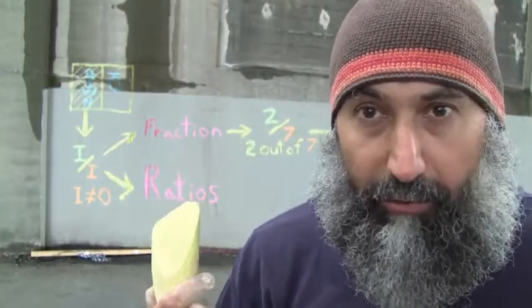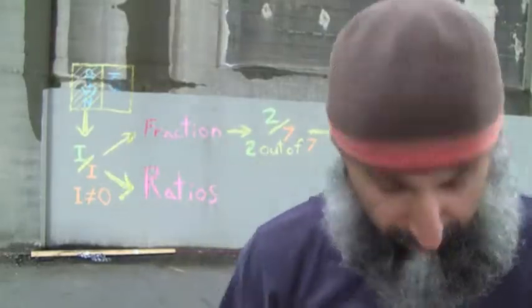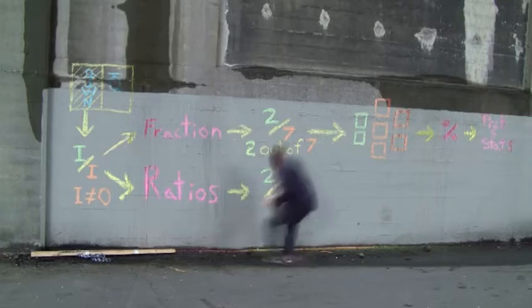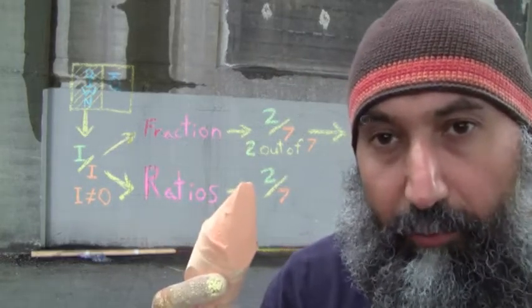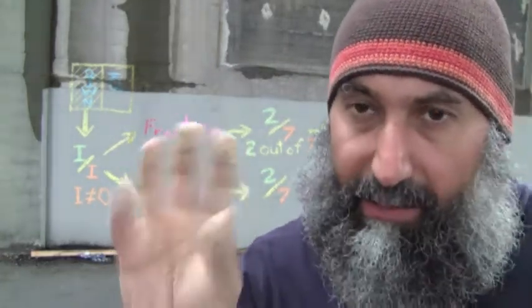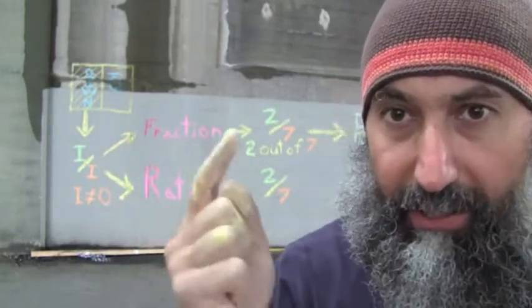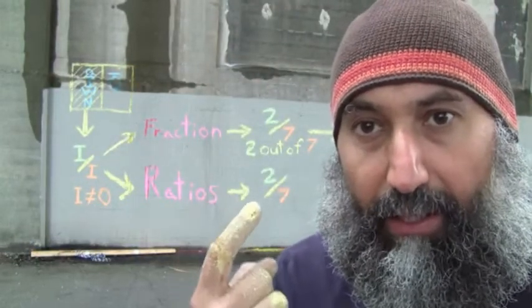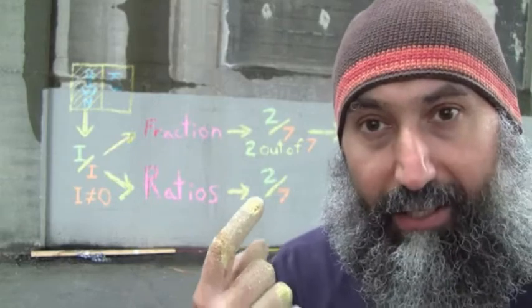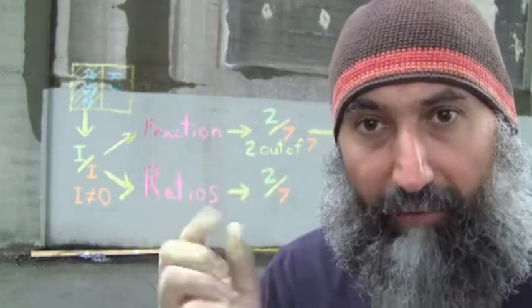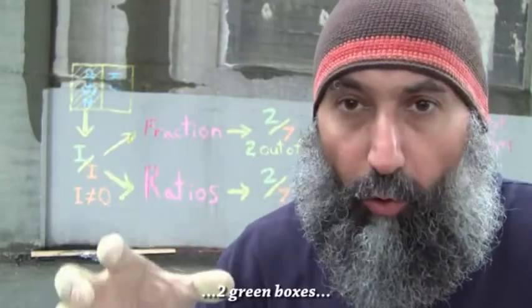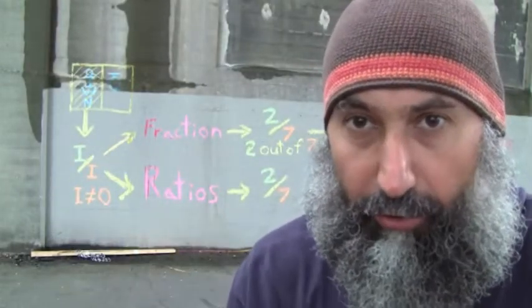So for ratios, when we write 2 over 7, the meaning has slightly changed. Over here, when we said 2 over 7 for fractions, we had a total of 7 objects. Over here, for ratios, when we write 2 over 7, the meaning changes, and now we have a total of 9 objects because there are 9 things in play. We're putting 2 orange boxes in for 7 orange boxes.